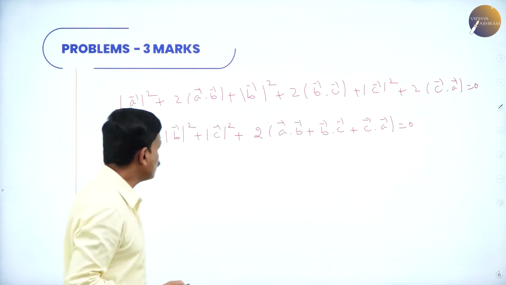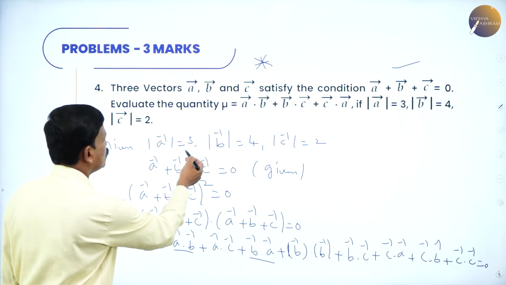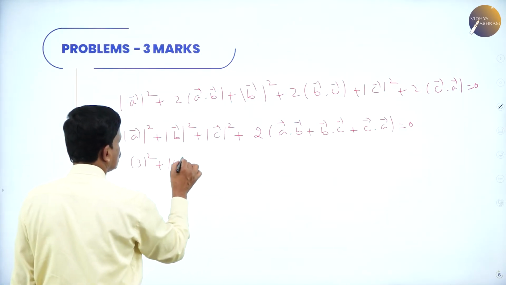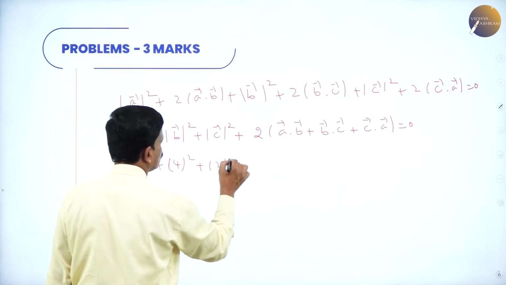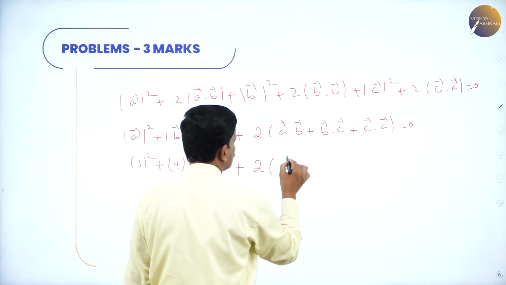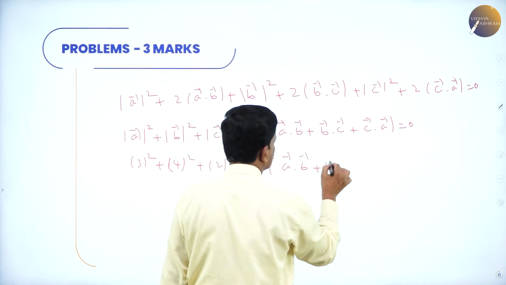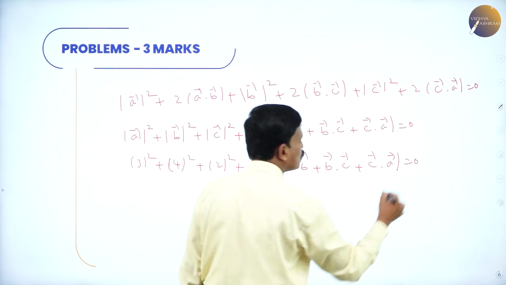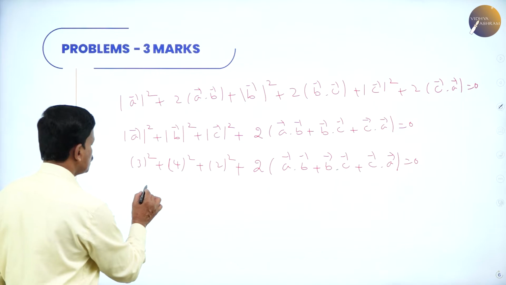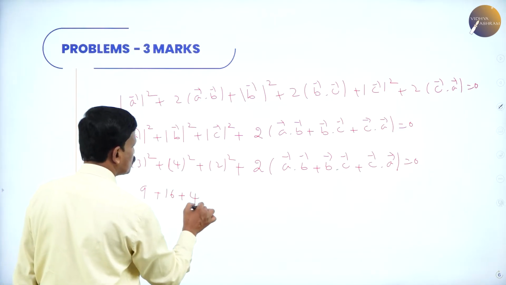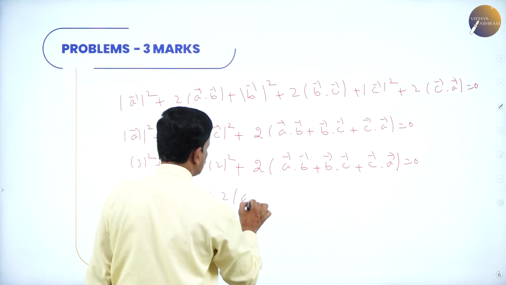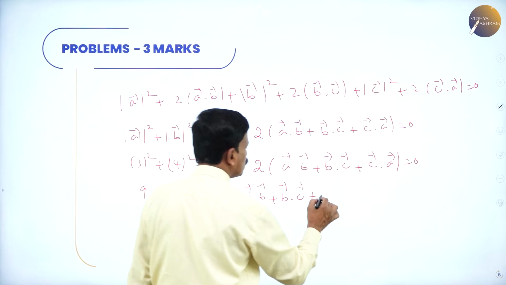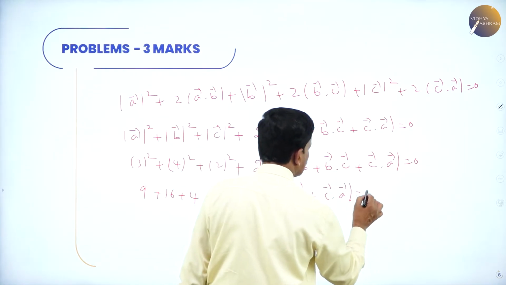Now substitute the values of A, B and C. A is equal to 3, B is equal to 4, C is equal to 2. This is 3 square plus 4 square plus 2 square plus 2 times A dot B plus vector B dot C plus vector C dot A is equal to 0. That's it. Now simplify this. 3 square is 9, 4 square is 16, plus 2 square is 4, plus 2 times A dot B plus vector B dot C plus vector C dot A is equal to 0.